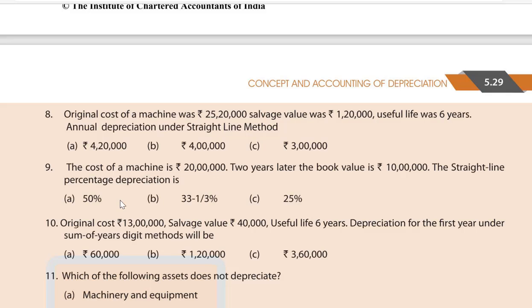Next question, question 8. Original cost of a machine was 25,20,000. Salvage value is 1,20,000. Useful life is 6 years. Annual depreciation under straight line method would be. Calculate the annual depreciation under straight line method. So original cost is 25 lakhs 20,000 minus 1,20,000 divided by useful life, which is 6 years.